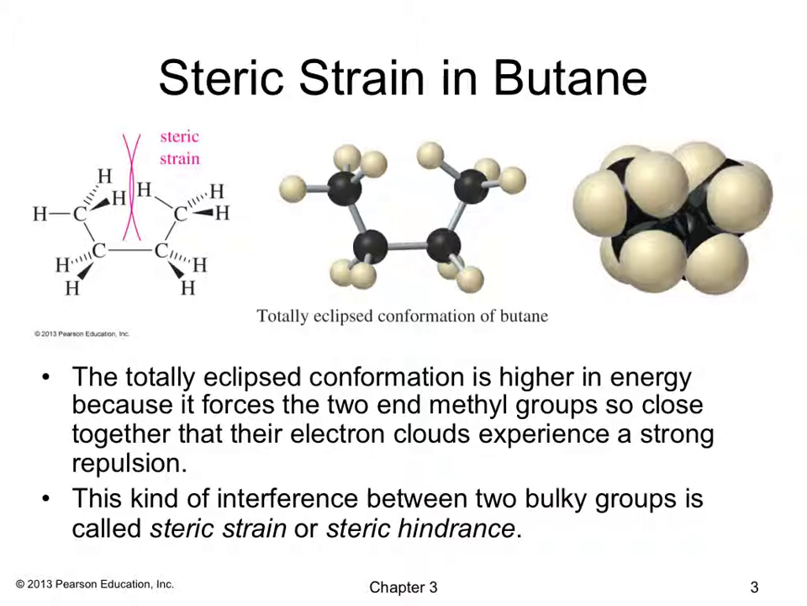Steric strain exists in butane. If we see these methyl groups in butane when it's in the total eclipsed conformation, they're so close together that there exists some type of repulsion. This type of repulsion or interference between these bulky groups is known as steric strain, as you can see in this ball and stick diagram, as well as in this, or steric hindrance.